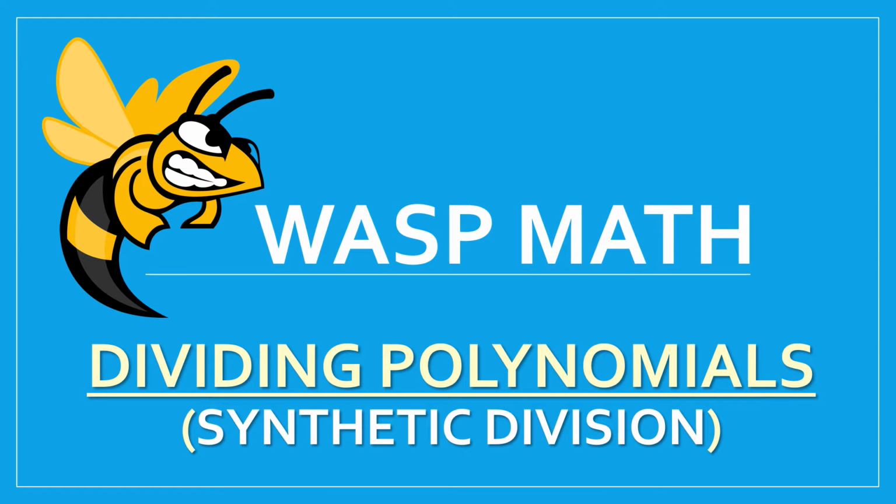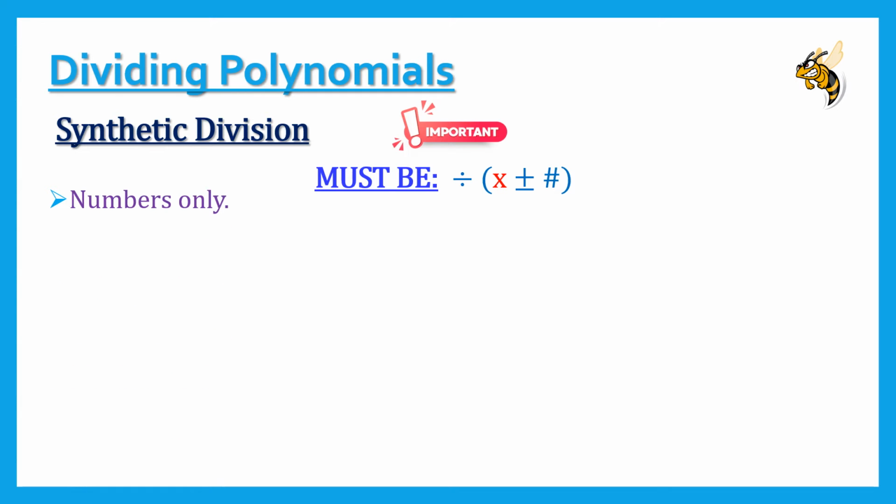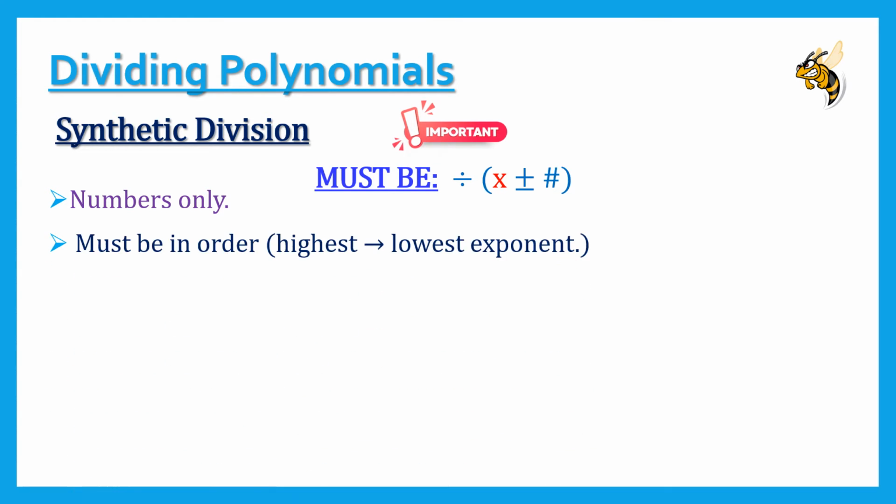This video will focus on dividing polynomials with an emphasis on synthetic division. Important. In order for you to use synthetic division, the polynomial needs to be divided by x plus or minus a number. It cannot be x squared, it cannot be x cubed, it has to be x plus or minus a number. We are going to use numbers only.